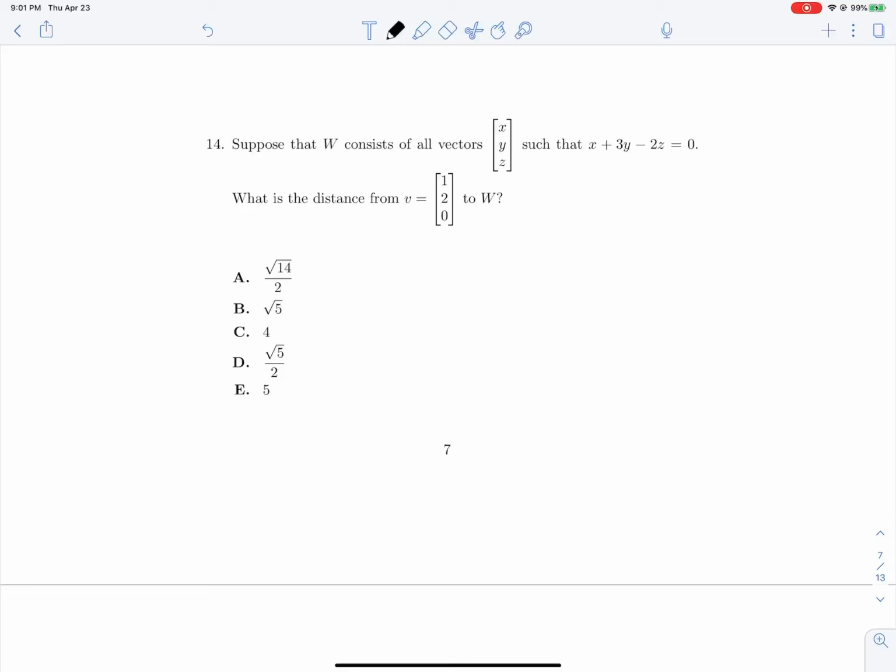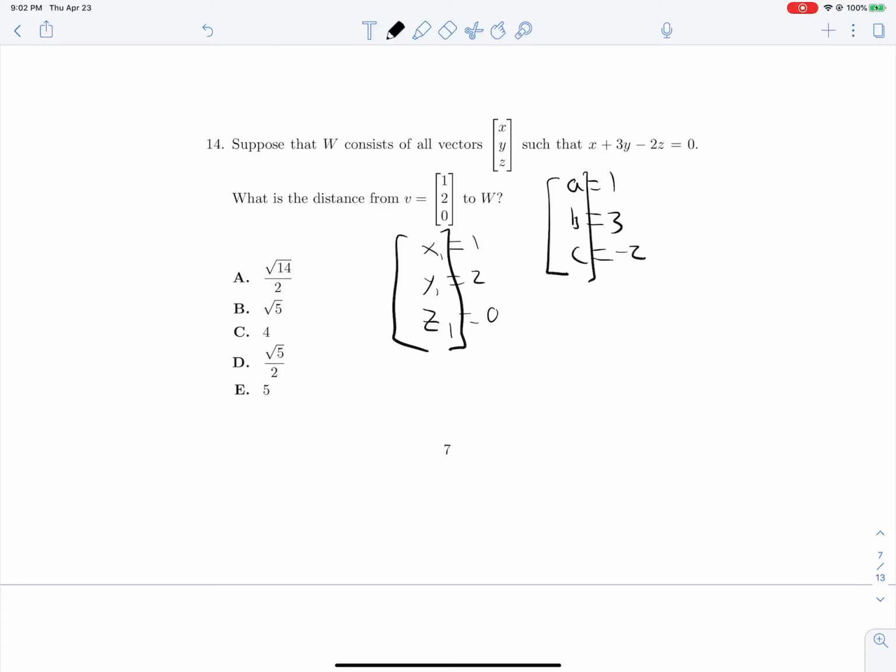If we call the terms on x, y, and z, A, B, and C, so A equals 1, B equals 3, C equals negative 2, and we call the point x1 equals 1, y1 equals 2, z1 equals 0, we can find this distance pretty easily as the dot product between the vector x1, y1, z1 and A, B, C. So that's 1 plus 6, we get 7, and then we just have to divide that by the magnitude of this ABC vector. So that will be 1 plus 9 plus 4, 14, root 14 down there.